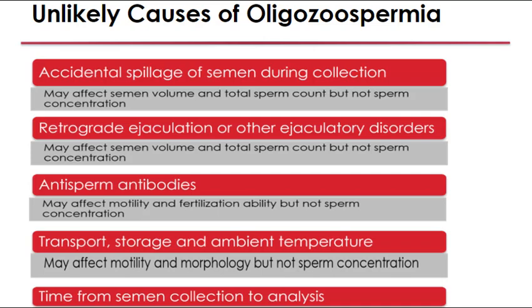The presence of anti-sperm antibodies may affect sperm motility and fertilization ability, but should not affect sperm concentration. The method of transport, storage, ambient temperature, and time from semen collection to analysis may affect sperm motility and morphology, but not sperm concentration.